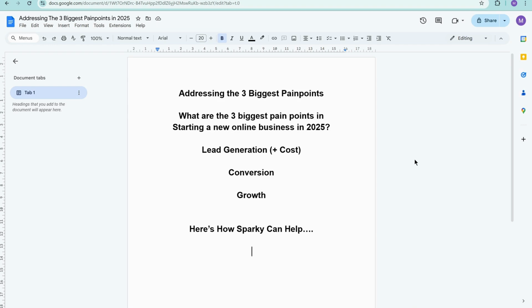Number three, growth. When I start getting those sales, how do I maintain those sales that I've got? And then how do I continue to grow and scale?